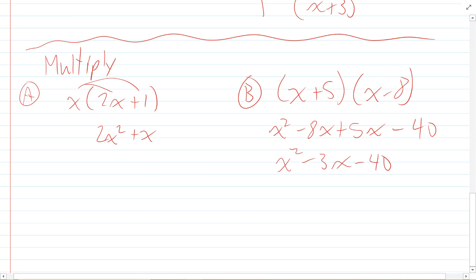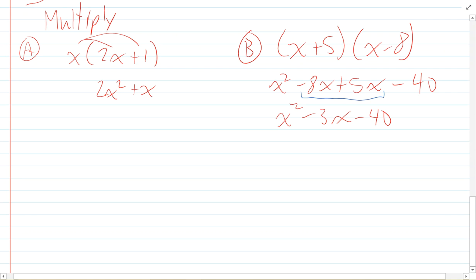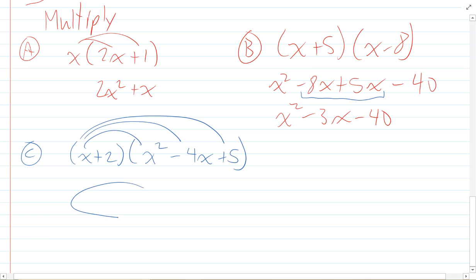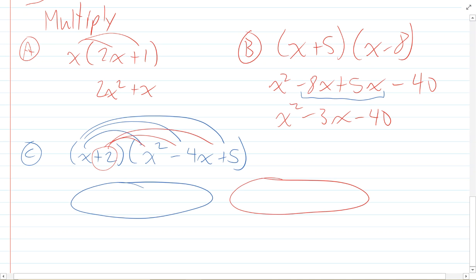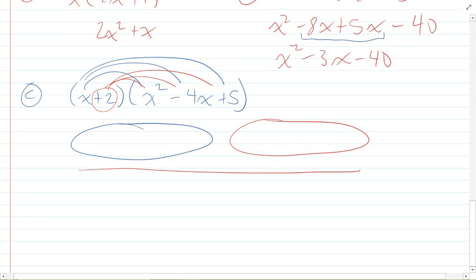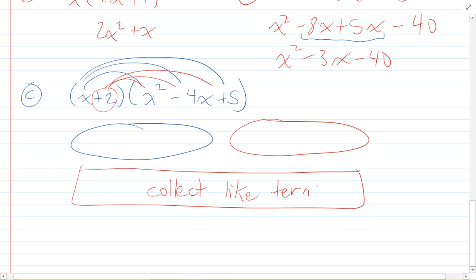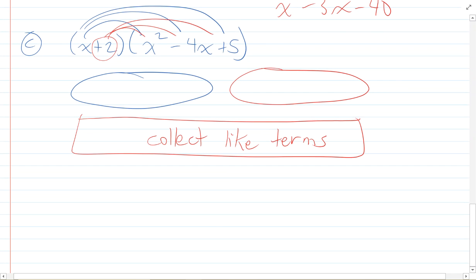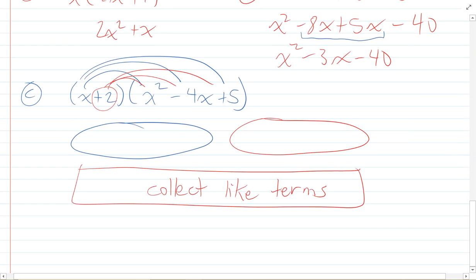When you're multiplying these binomials, middle terms always collect. So a harder one would be like this, x plus 2 times x squared minus 4x plus 5. And so you have to multiply, multiply, and multiply. And you get 3 answers. And then you would take this plus 2, including that sign, multiply, multiply, multiply. You get 2 answers. And then the last step is to do what? Collect like terms. Okay, and some things would collect, not everything, but some would collect. And so then you get a simplified version.